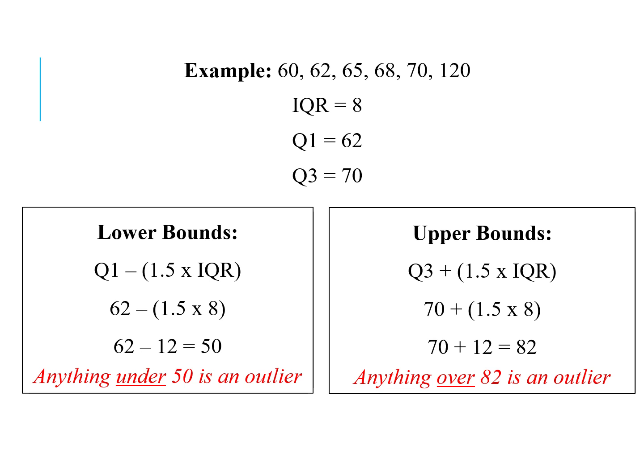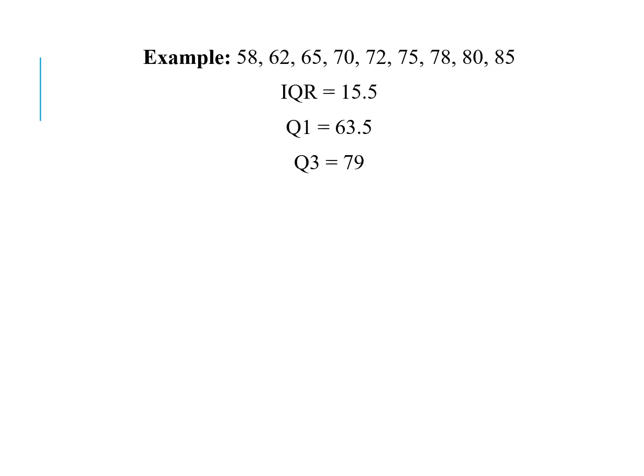Taking these numbers, let's look at the scores provided. There are no numbers under 50, but there is one number over 82, and that's 120. So 120 is an outlier in this data set. Depending on the distribution, you may have one outlier, multiple outliers, or no outliers at all. It just depends on the variability of the scores.